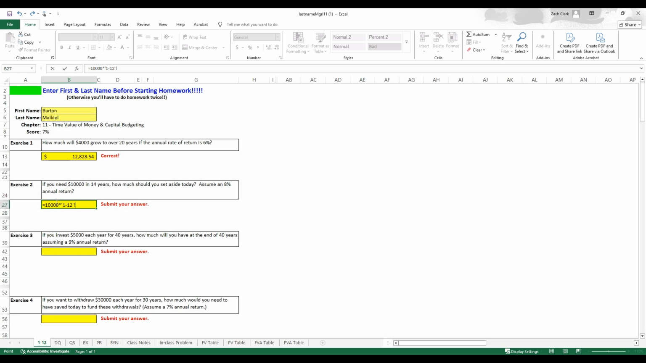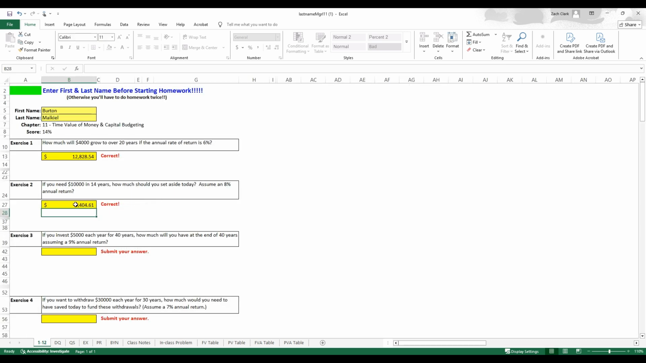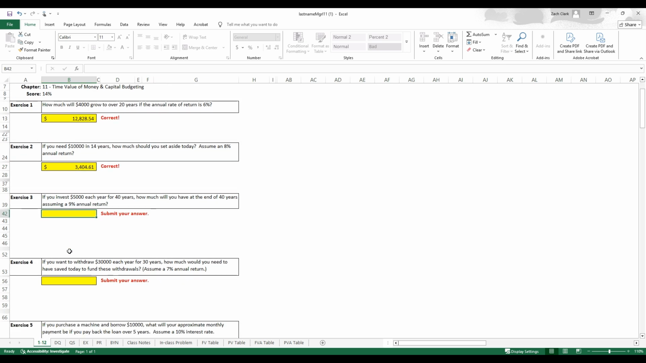Oops, I forgot what the factors were. That is 14 years at 8%. Let me redo that link. Okay, 14 years at 8%, and we're looking for present value. 8%, go to 14 years. So we'd need to set aside $3,404.61. If we gave that money 14 years to grow at 8%, it would turn into the $10,000 at that point later on. Okay. All right, exercise number 3.